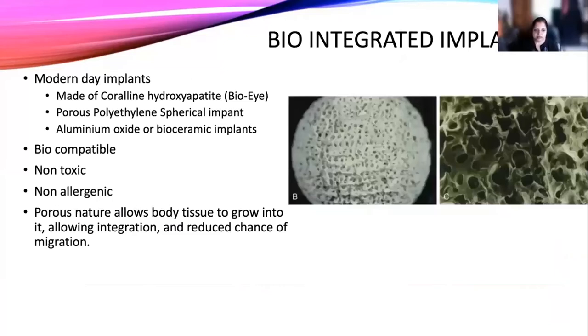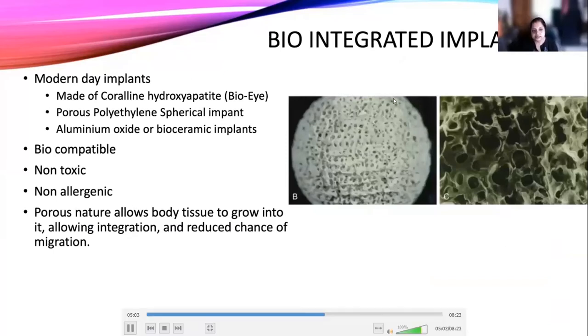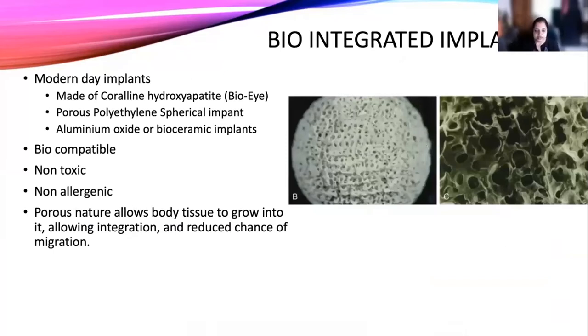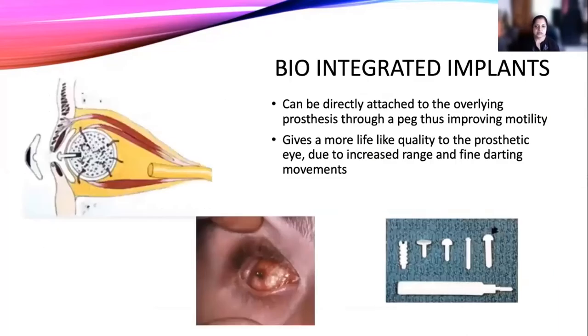The bio-integrated implants or the modern day implants are made up of hydroxyapatite, or the synthetic porous polyethylene, or the bioceramic aluminium oxide implants. These are biocompatible, allow the integration by ingrowth of the fibrovascular tissue through these pores, and they're non-toxic and non-allergenic, but the chances of extrusion and infection are slightly higher in these implants.